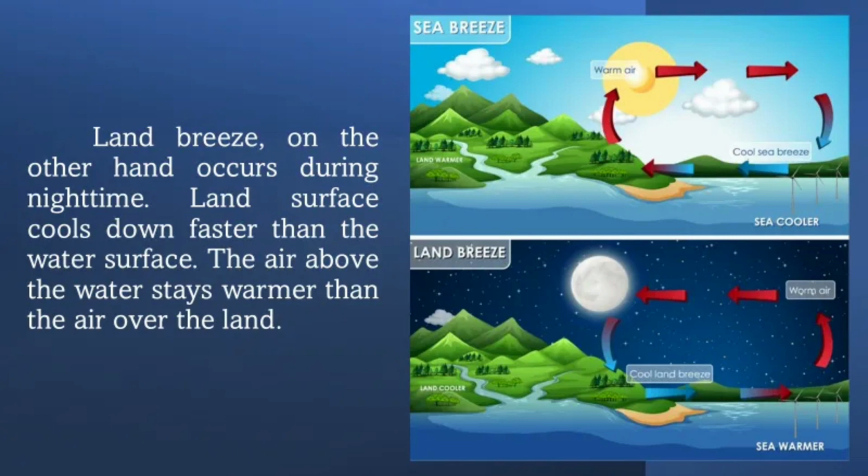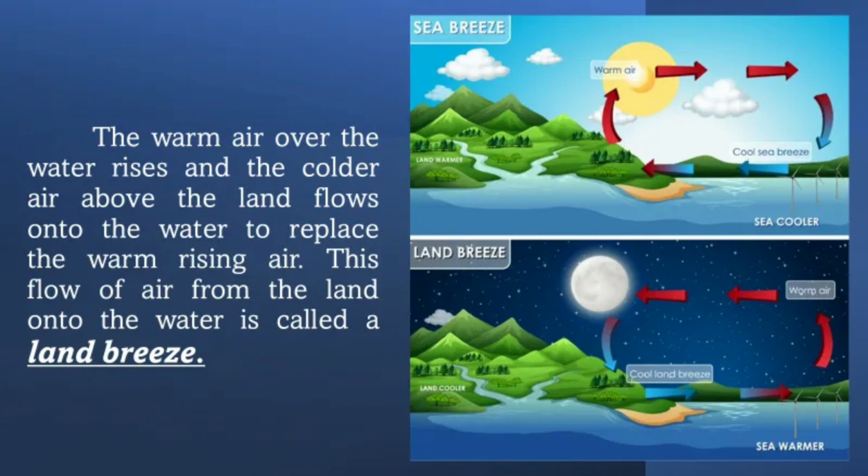Land surface cools down faster than the water surface. The air above the water stays warmer than the air over the land. The warm air over the water rises and the colder air above the land flows onto the water to replace the warm rising air. This flow of air from the land onto the water is called a land breeze.